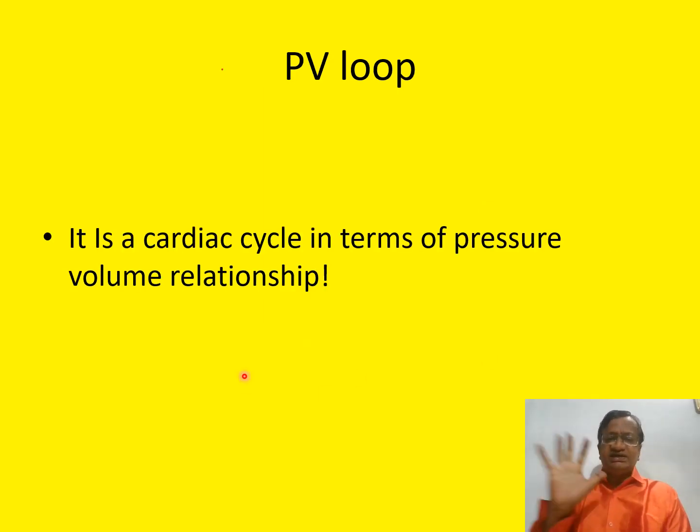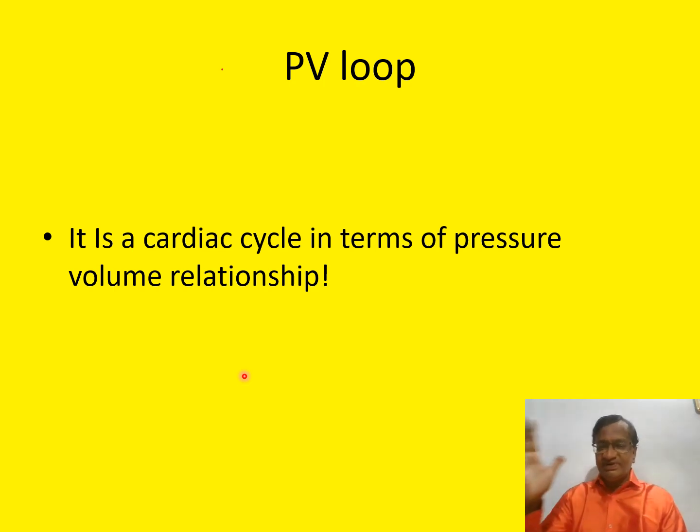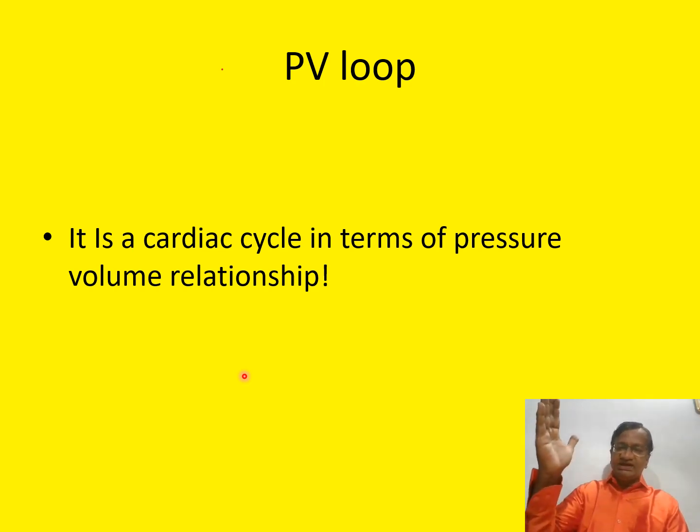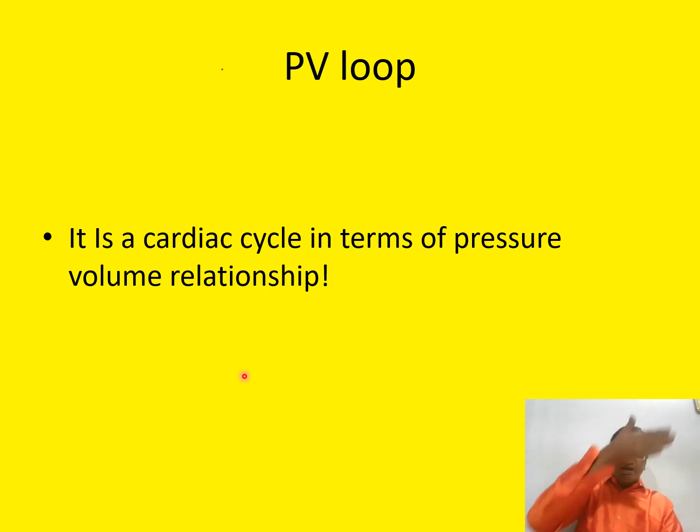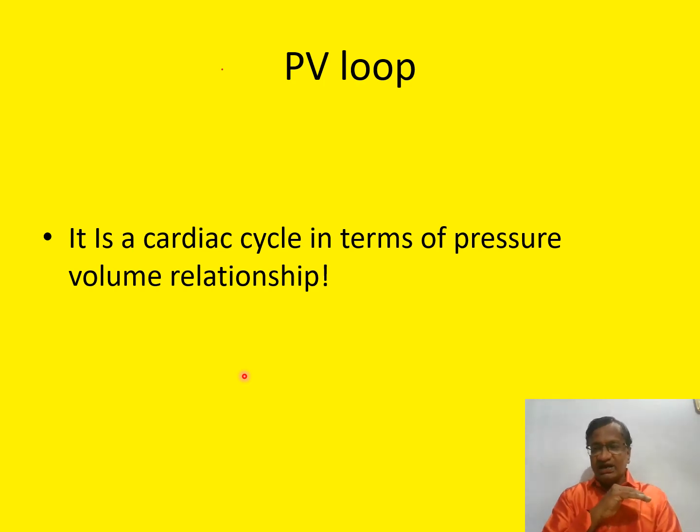It is just a cardiac cycle. That is what we should know. It is systole and diastole. What happens is systole, isovolumetric contraction, ejection. Then comes isovolumetric relaxation and rapid filling, slow filling, and atrial systole. It's a cardiac cycle. That's all.